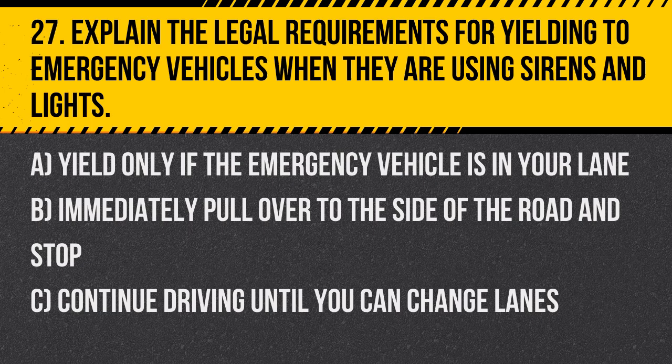Question 27. Explain the legal requirements for yielding to emergency vehicles when they are using sirens and lights. A. Yield only if the emergency vehicle is in your lane. B. Immediately pull over to the side of the road and stop. C. Continue driving until you can change lanes. Answer: B. Immediately pull over to the side of the road and stop. It is required to yield right of way by stopping safely to allow emergency vehicles to pass.